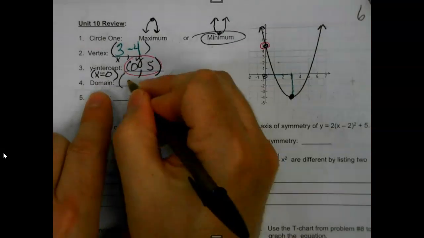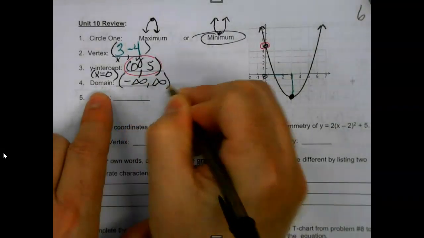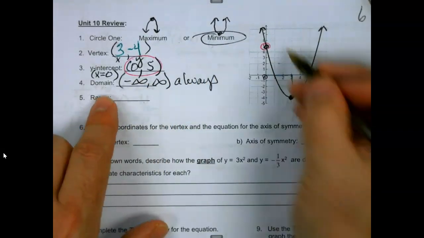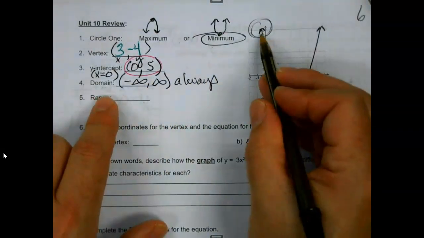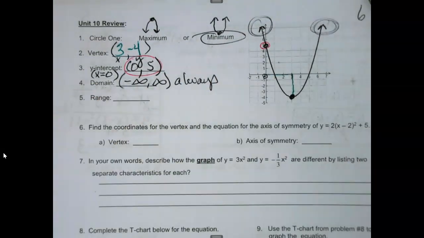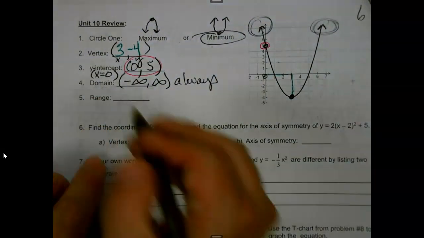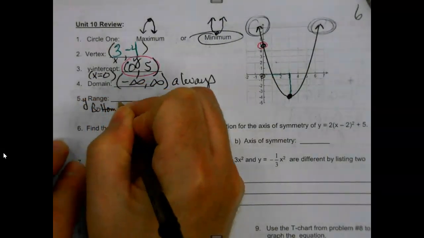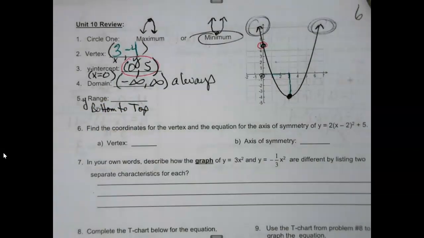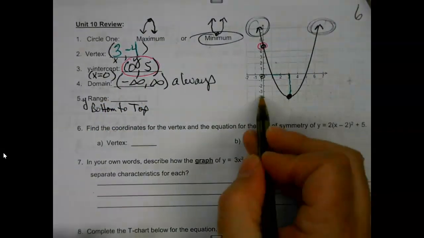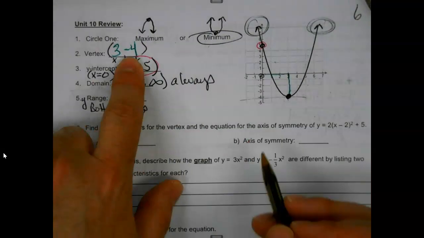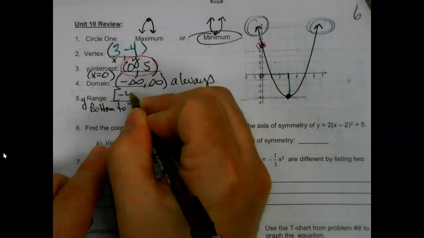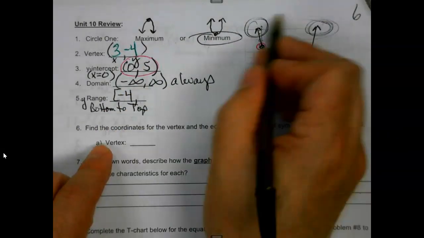Domain, this is the freebie. Negative infinity to infinity. Because no matter what, my x values are always going forever to the left and forever to the right. Now, range, reminder. Lowest y, which just happens to be where your vertex is this time. But we're going up forever.